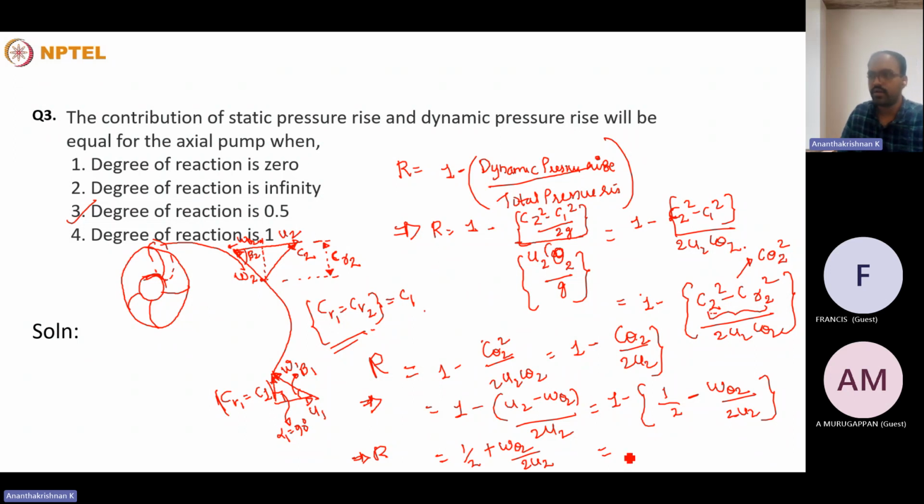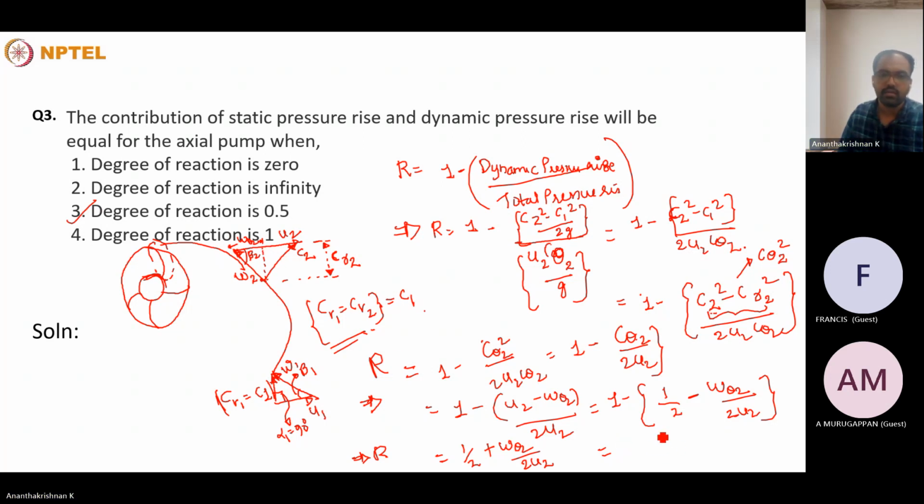This particular quantity, instead of this W theta 2, that is the tangential component of the relative velocity, we can express in terms of the blade angle as well as the flow velocity term. Taking this triangle, tan beta 2 is equal to CR2 divided by W theta 2.